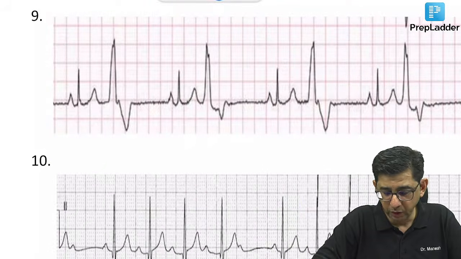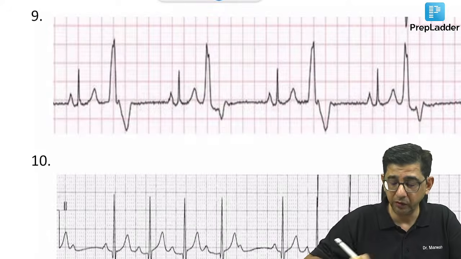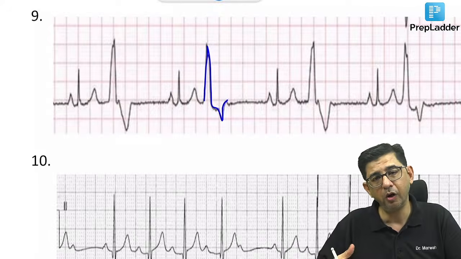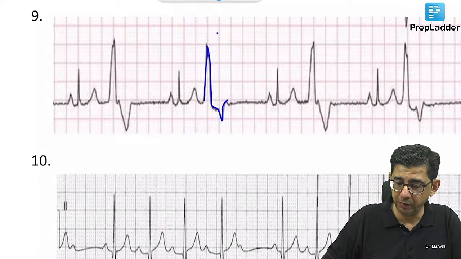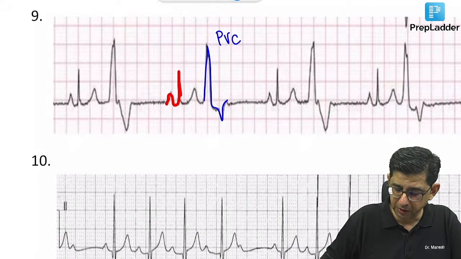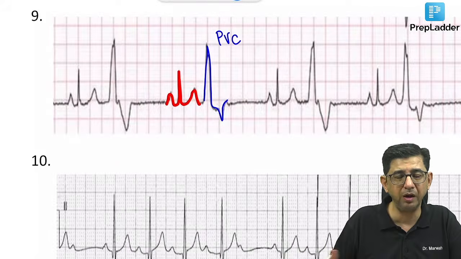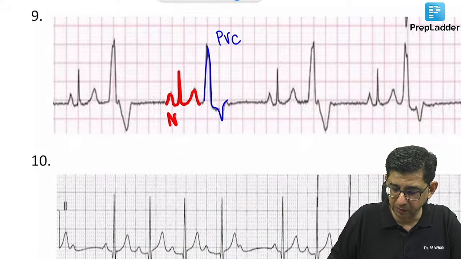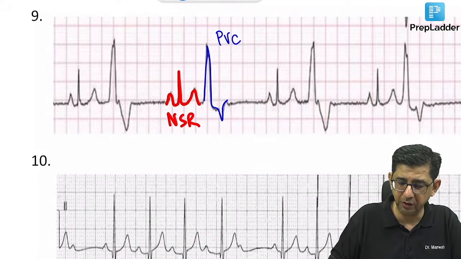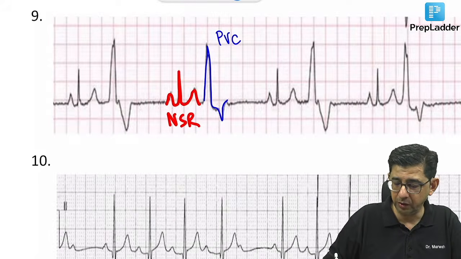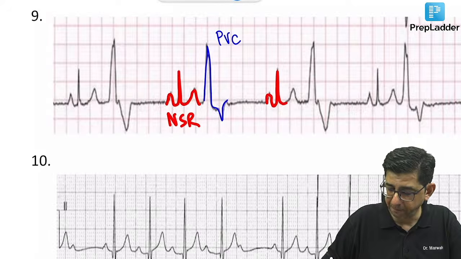Moving to the next one, what you can notice is this huge premature ventricular contraction. You can see the R and the slurred S wave. This broad R and slurred S wave is that premature ventricular contraction. And you can see that this is a normal sinus rhythm. Anything which has a P followed by a positive deflection of an R, I'm going to call it a normal sinus rhythm. And I've given the hint also that the patient is taking treatment for heart failure. So if you have normal sinus rhythm, I'll do this once again. This is NSR.